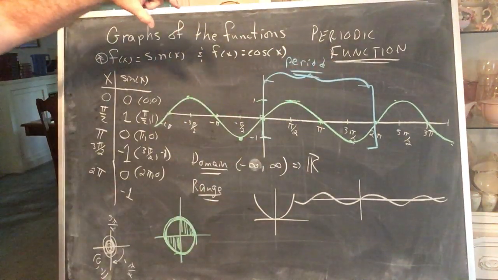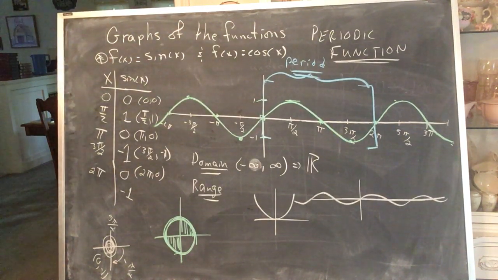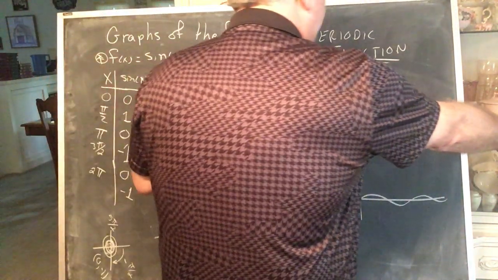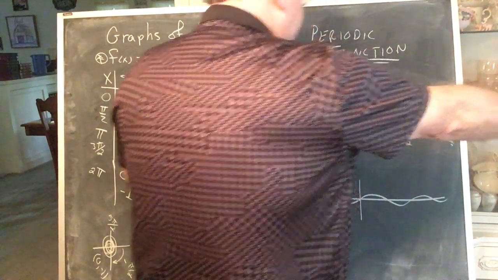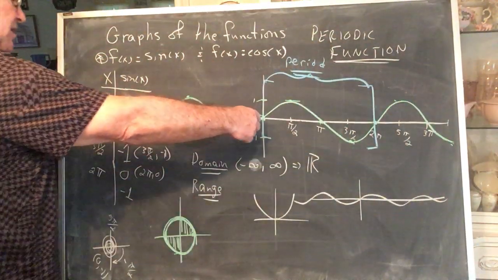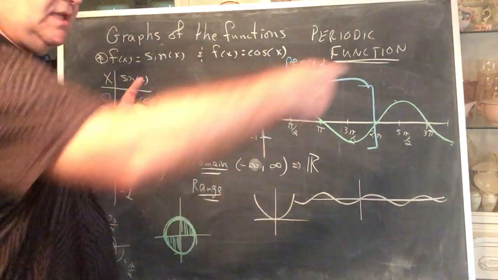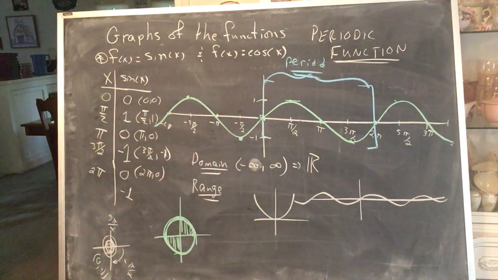Period is a number. It is the minimum distance over which the function repeats itself. Look, if I take from 0 to 4 pi, that's 2 complete cycles. If I take that up and move it over here, it matches precisely. Same thing if I took from 0 to 6 pi. We'll pick it up, move it over, it would match precisely.